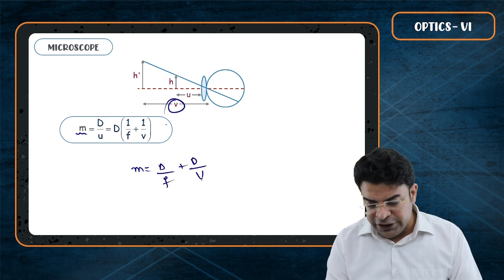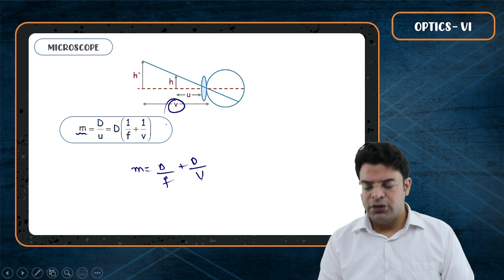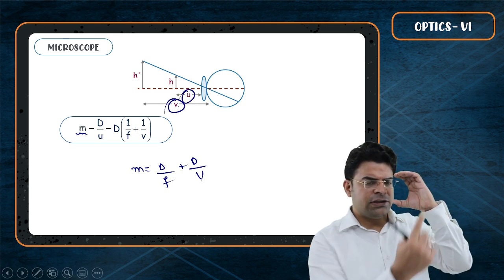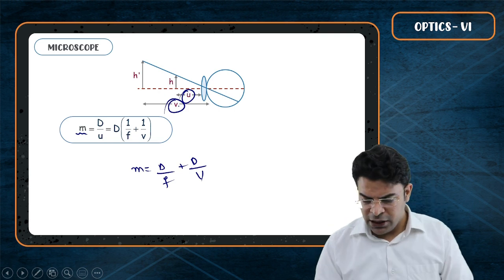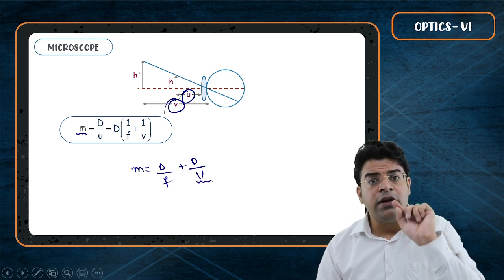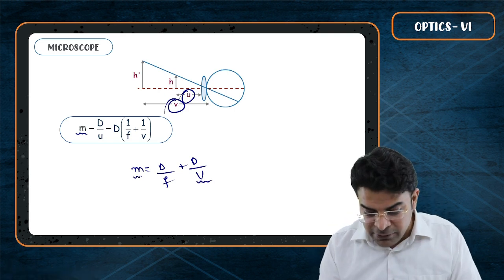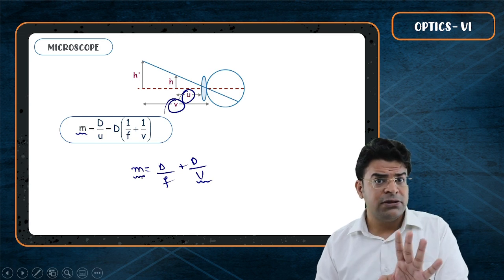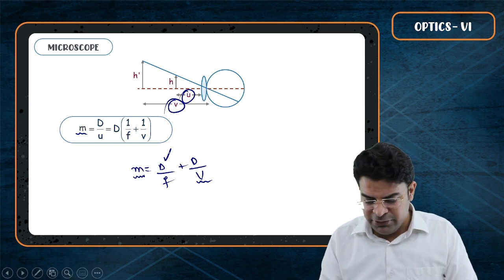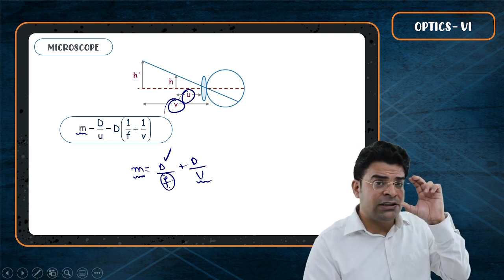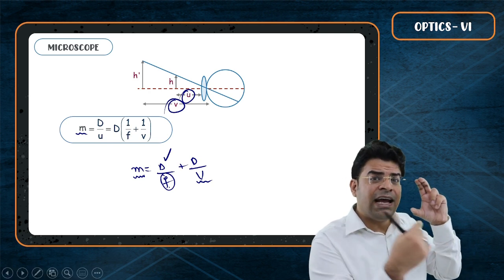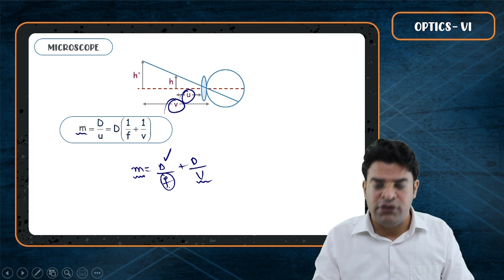If you change v, sir, how can we change v? By changing u. Keeping the lens fixed, if you change u, v will change. If you change v, then for different values of v, you will get different magnification for the same lens. As d is fixed at 25 centimeter and the focal length of the lens is fixed, on changing u, v will change, and as v changes, the magnification will change.